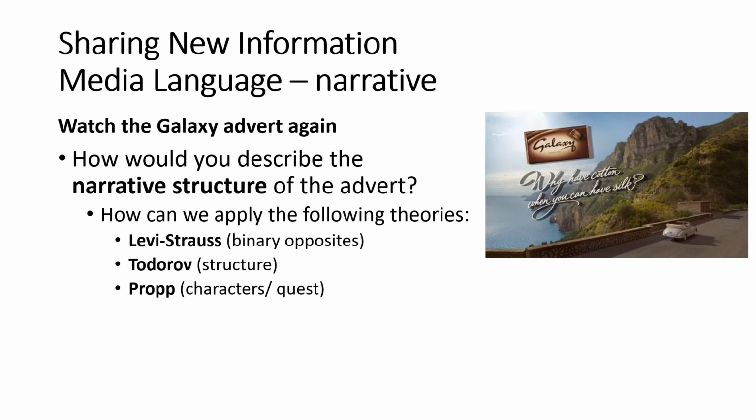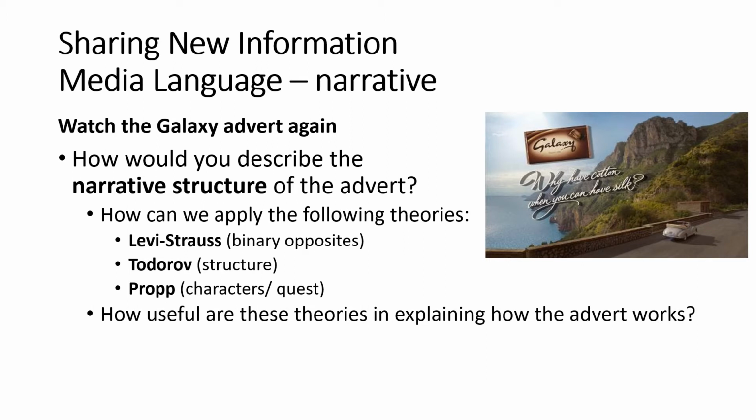Now remember, we use these theories to help us understand, in this case, how the advert works in terms of selling us chocolate. It's not a case that the advertiser sat there and said, "Ooh, how am I going to use Propp's characters?" It's a case that Propp's characters appear in the advert whether we like them to or not, because it's a universal theory of structure. We also need to think about how useful they are in explaining how the advert works.